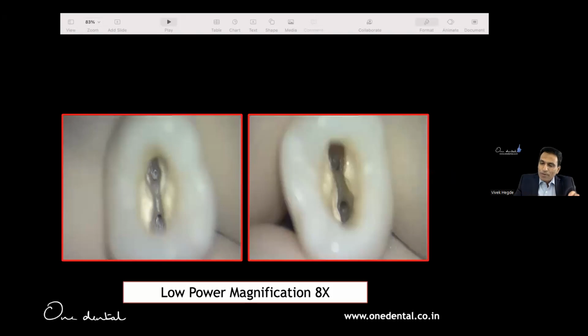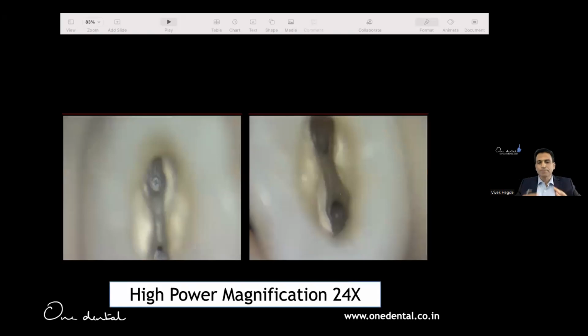Now, I want to show you two pictures. This is what opened my eyes when I started using the microscope in 2003, 2004. Extracted tooth at 8 times magnification. On the left side is a prepared root canal, but uncleaned. The right side is a prepared root canal, the same root canal, but clean. Now I'll show you at 24 times the normal eyes. It's magnification, right? It's a microscopic view. On the left, you see the white dots, debris, and everything possible.